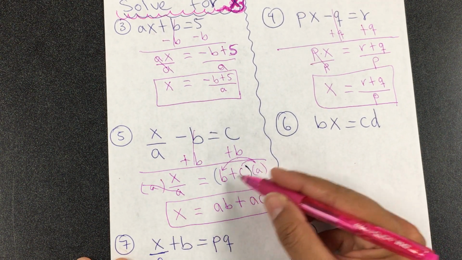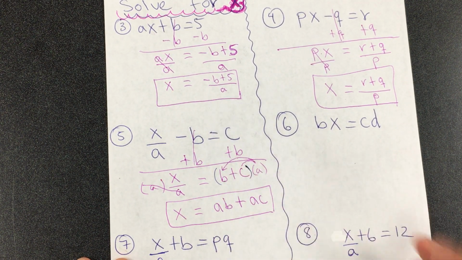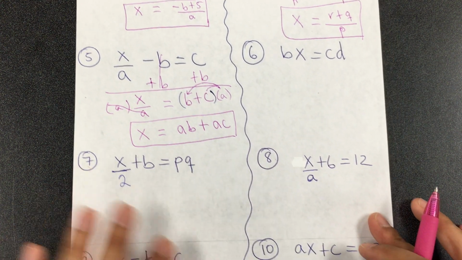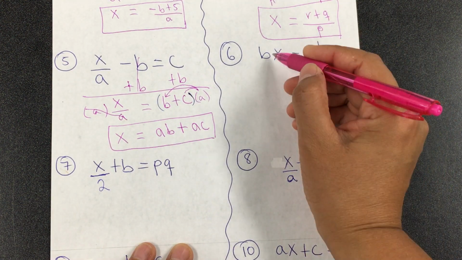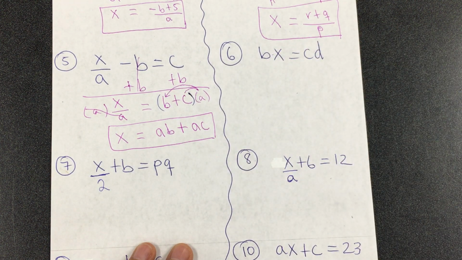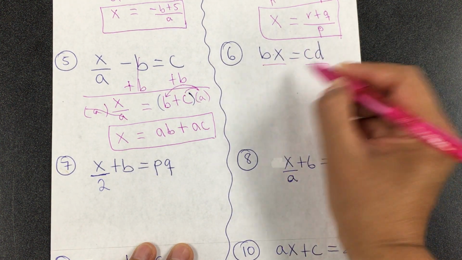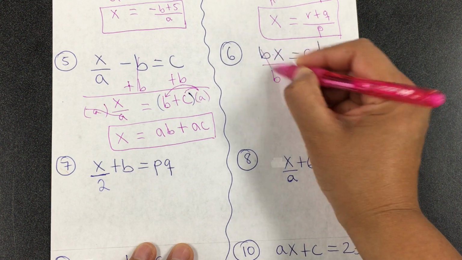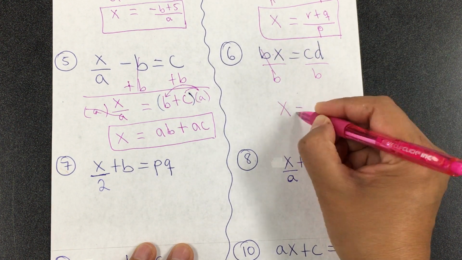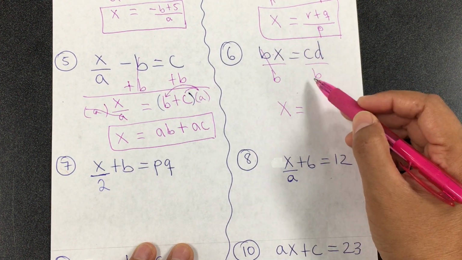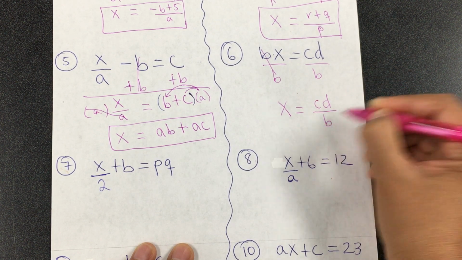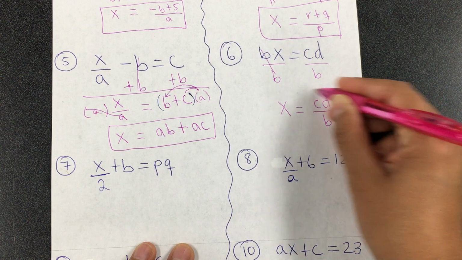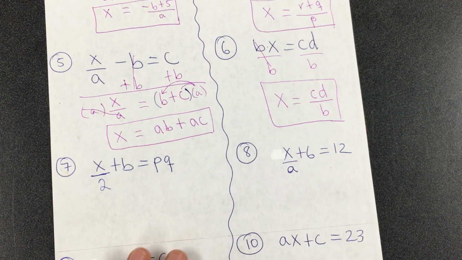Okay, so in here you had to do distributive property. Okay, for this one, it's very simple. All you're doing is, if it's multiplying, the opposite is to divide by b. And so you get x equals, nothing can cancel, so it's just going to be CD divided by B. That's all you're going to do in that one.